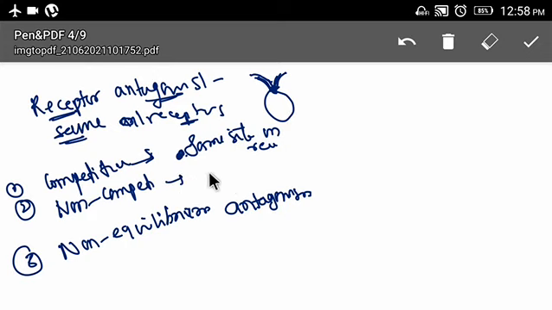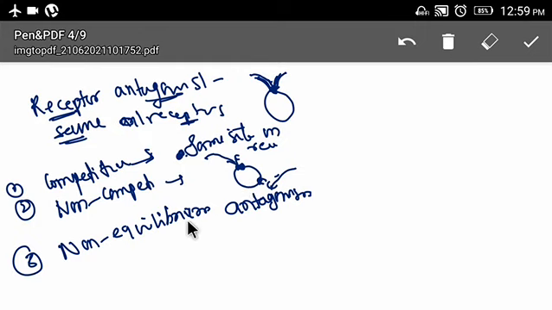In non-competitive, here they act on different sites. Suppose this is a receptor, we have two sites, this is one site and this is another site. Here these drugs act on different sites, one acts here and the other acts here. But still they are able to antagonize each other. This is what is called non-competitive.